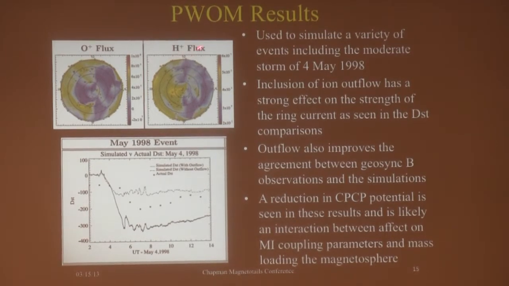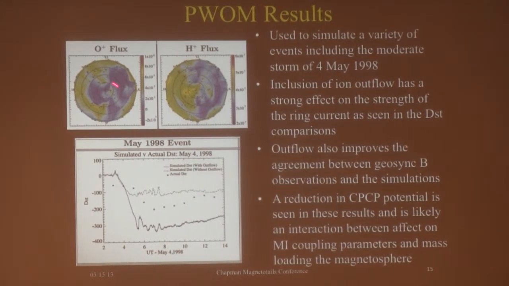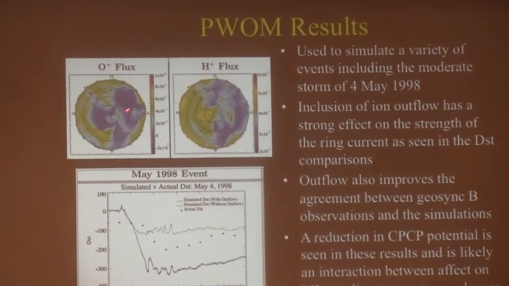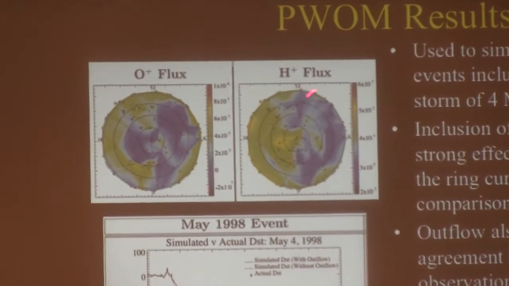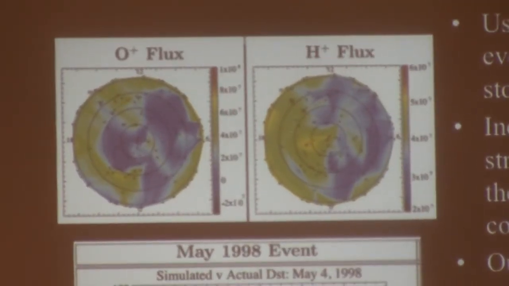Here are O+ fluxes and H+ fluxes coming out of it. The color scales are different on these two, and you can see the O+ is both going up in some regions and down in some other regions. The H+ is basically going up everywhere.